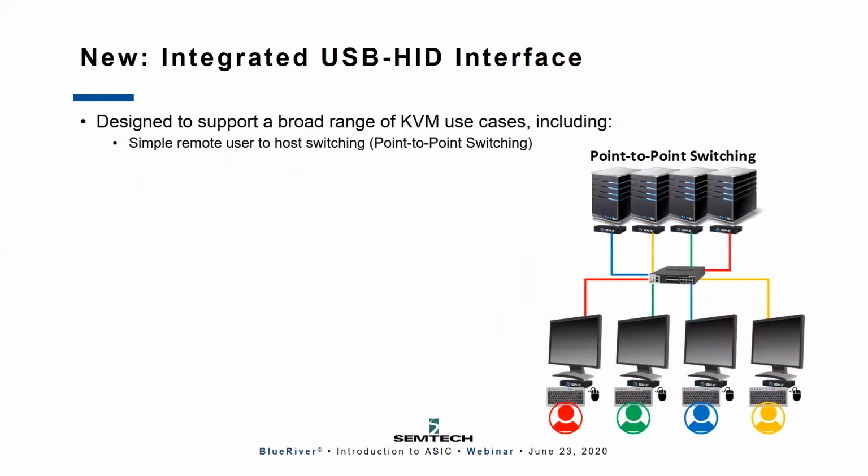So the first application I'm going to show is a simple point-to-point switching application. This is where you've got, you can see in the diagram, 4 different users. Each of them is at a workstation, and these are fairly generic workstations. They're just a keyboard, a mouse, and a display. And then you have your remote hosts. For example, they could be locked away in some control room.